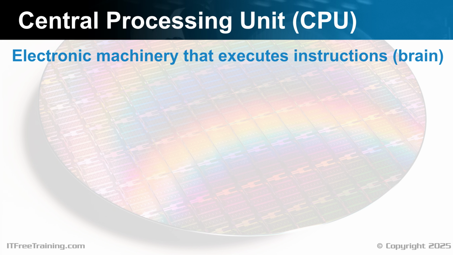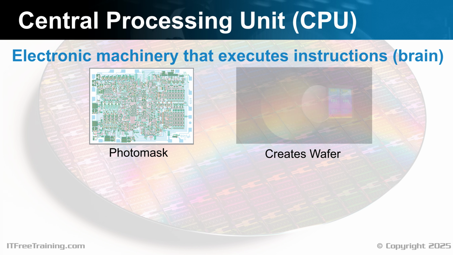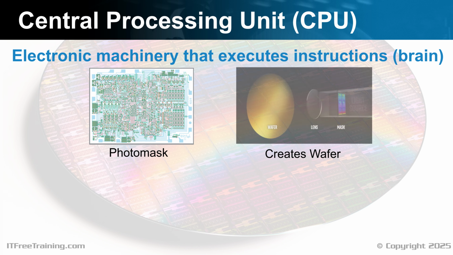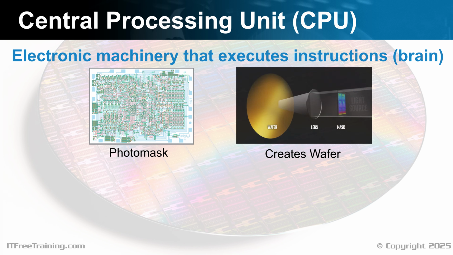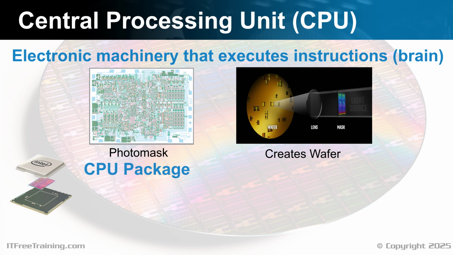In order to make a CPU, a photomask is created. This contains all the circuits inside the CPU. Light is shone through the photomask to a silicon wafer. This wafer is used to create a CPU package. The CPU package is what we're interested in.